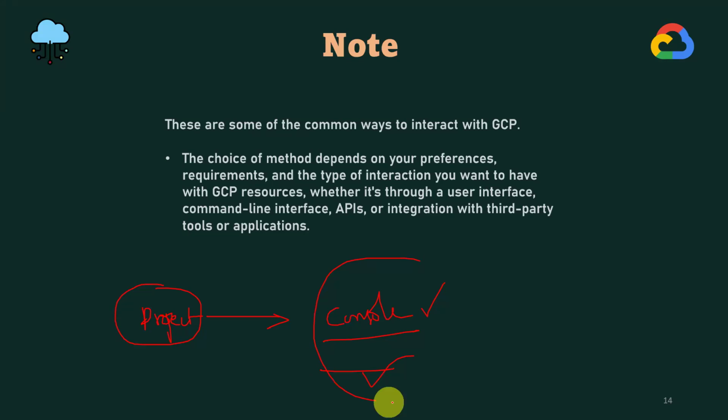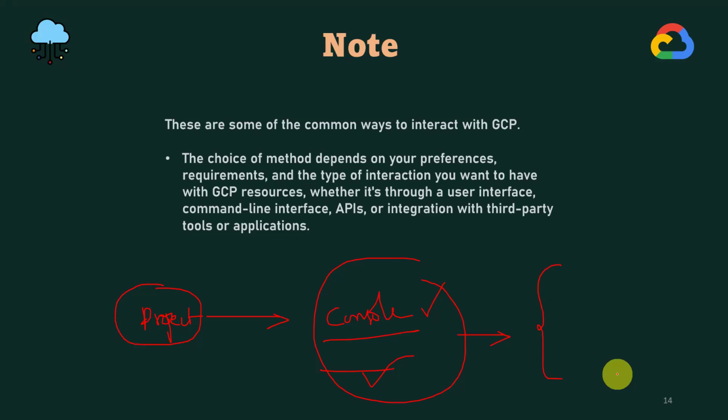But if they say you can use anything, that means you have flexibility. That means it depends on your preference now. Some people wanted to use the console, some people wanted to do it via Cloud Shell. It totally depends on the interaction that you wanted to have with the services.